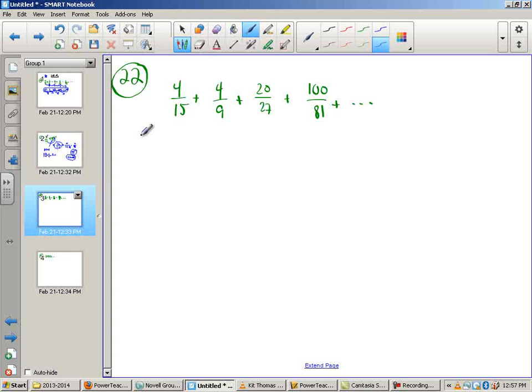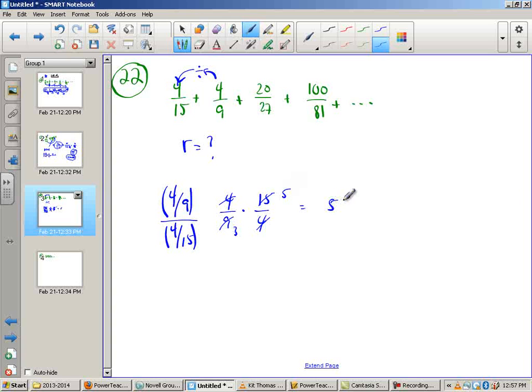22 doesn't give me that summation notation, but I can build it if I need to. The first thing I want to know though is what's my r value? The way we found r for all geometric sequences or series is we take a specific term and we divide it by the term before it. So 4 over 9 divided by 4 over 15. This is a reciprocate and multiply, or you can put it in the calculator. 4 over 9 times 15 over 4. The 4s cancel, and the 9 and the 15 both divide by 3, leaving me with 5 over 3.